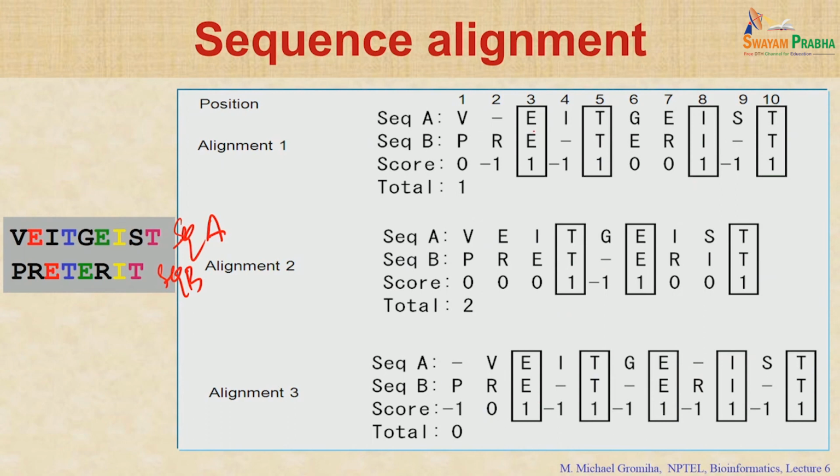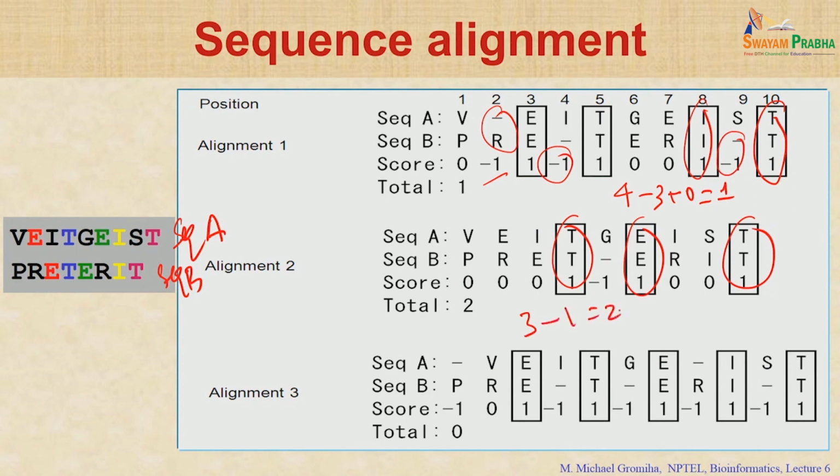If you take the first alignment, T and T are the same, I and I are the same, and this T and T are the same. So, this will be 1, 2, 3, 4, and here this is a gap, so minus 1, this is a gap, minus 1, and here again a gap, minus 1. So, 4 minus 3 is equal to 1. The second one, we did not give gaps. In this case, this is 1, 2, 3, minus 1, this is equal to 2, right.